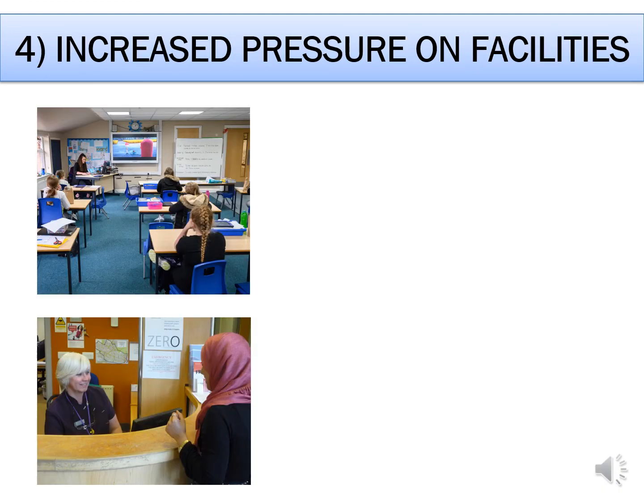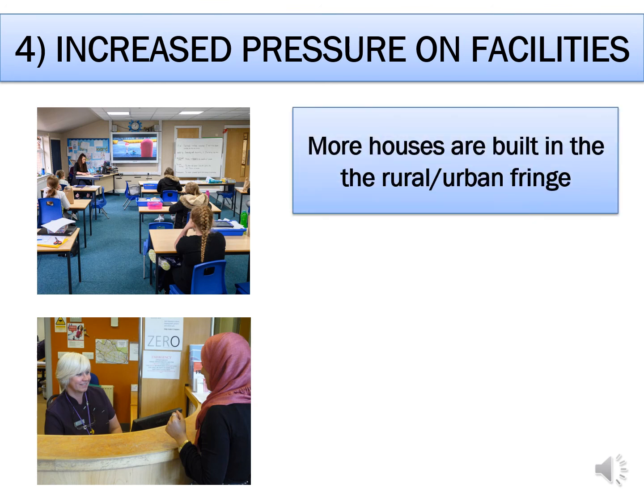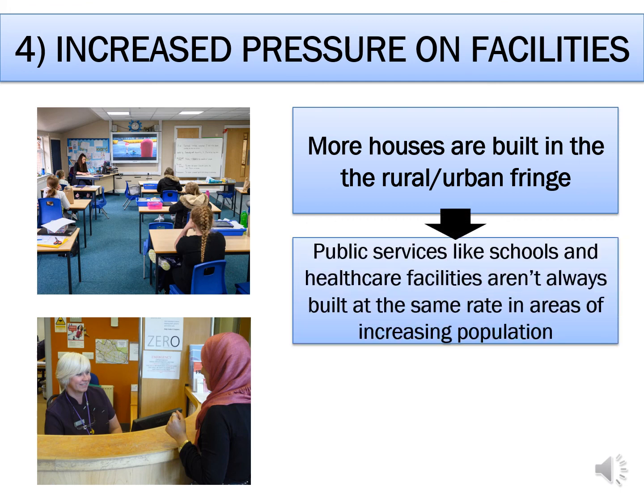Finally, the last impact that we're going to look at of urban sprawl is an increased pressure on facilities and public services. So we've already talked about how more houses are being built in the rural urban fringe, which is the area where the town or the city meets the countryside. Now, if there are more houses being built, it doesn't necessarily mean that public services like schools and healthcare facilities like GP surgeries are always built at the same time or at the same rate.